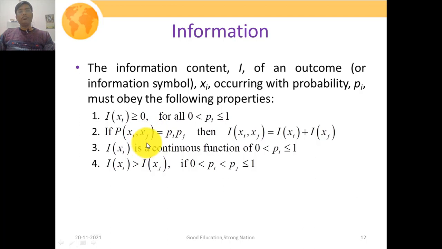If the probability of xi comma xj is equal to pi times pj, then I of xi comma xj will be equal to the summation of the individual informations associated with them.